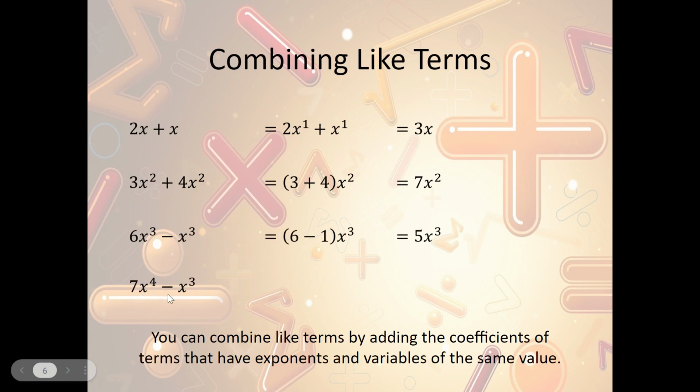Now we have 7x to the 4th minus x cubed. Well, again, same variable, but this time they do not have the same power, so we cannot combine them. It just stays 7x to the 4th minus x cubed.